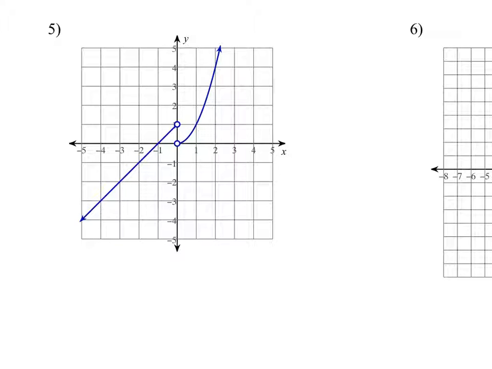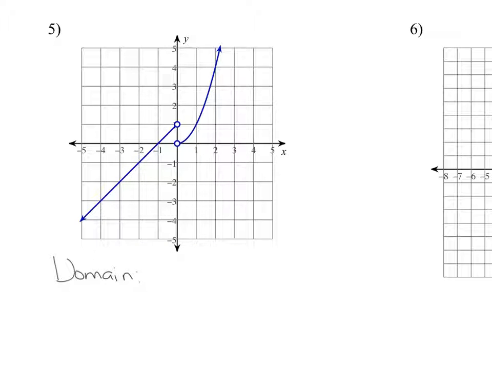If you're doing the domain, it's all values that work. Just look at the x. If I put a -4 in, I'm going to have a value here. If I put a -2 in, the graph exists. If I put a 2 in, the graph exists. So that's what you're looking for.